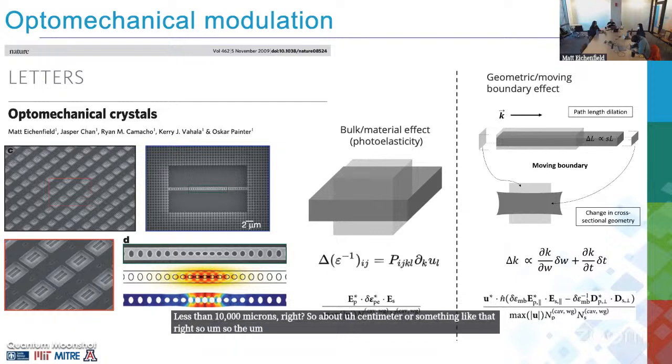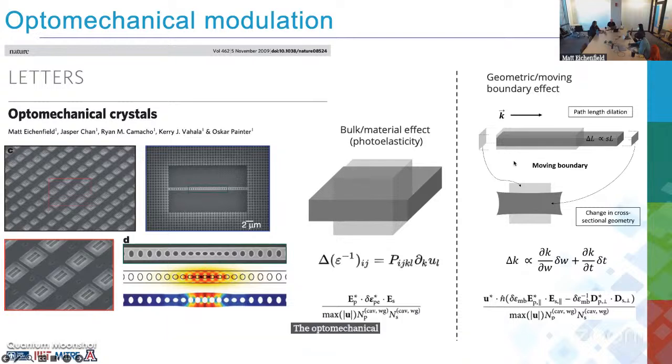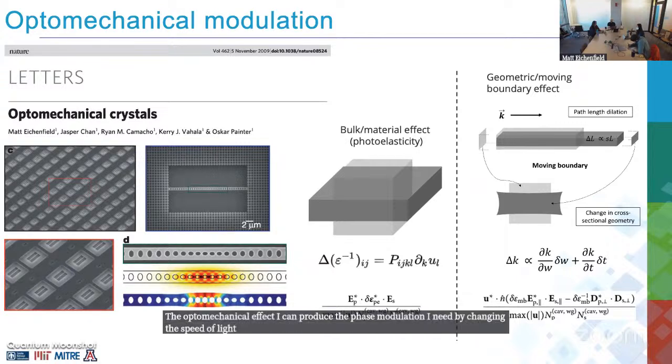So in small length scales on my chip, I can apply strain, and through these two effects, the photoelastic effect and the moving boundary effect, which together we call the optomechanical effect, I can produce the phase modulation I need by changing the speed of light, and thus create the amplitude and phase modulation I need to perform my entanglement gate operations, right? So, so what?